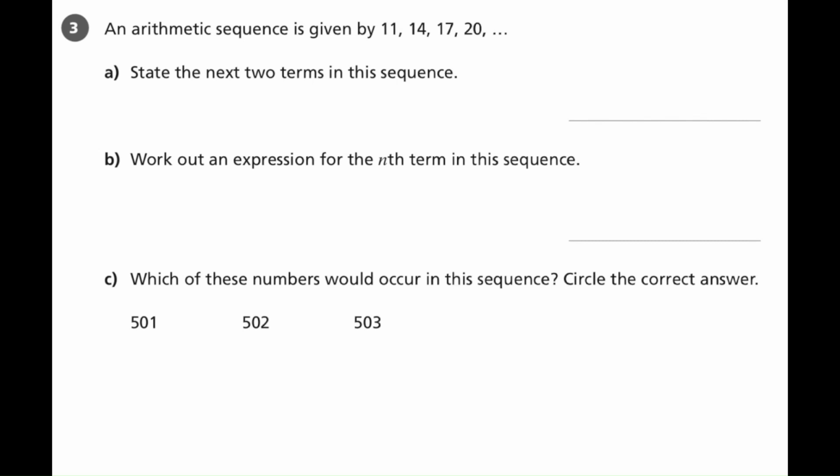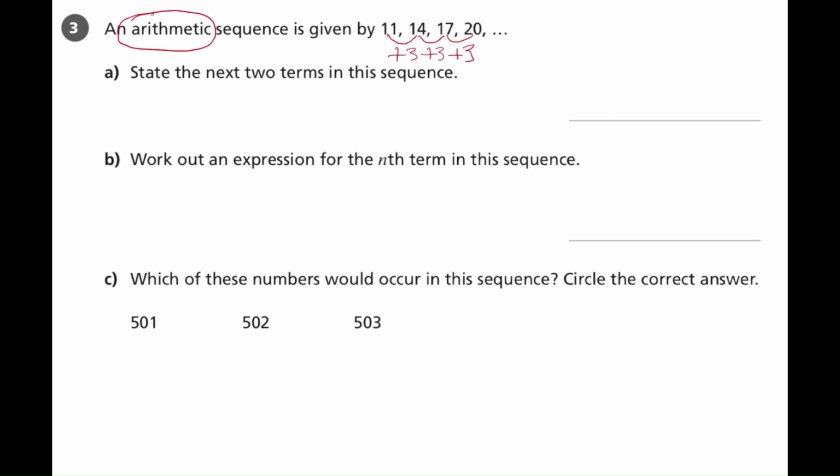In this question, we have an arithmetic sequence. This means that we add a number on each time to get the next number or term. So if we look at our numbers, if we go from 11 to 14, we're adding 3. 14 to 17, we're adding 3. 17 to 20, we're adding 3. So that's the rule for this sequence, add 3.